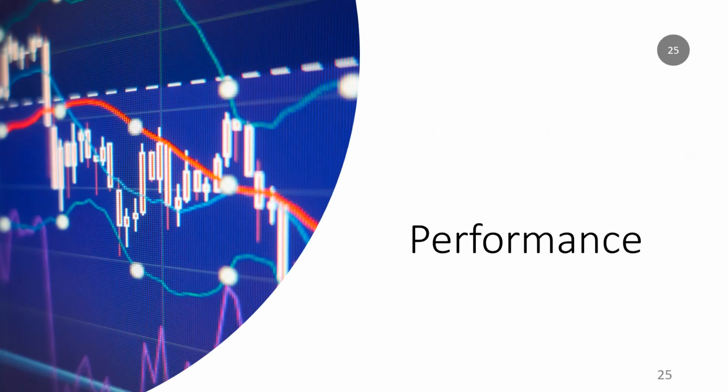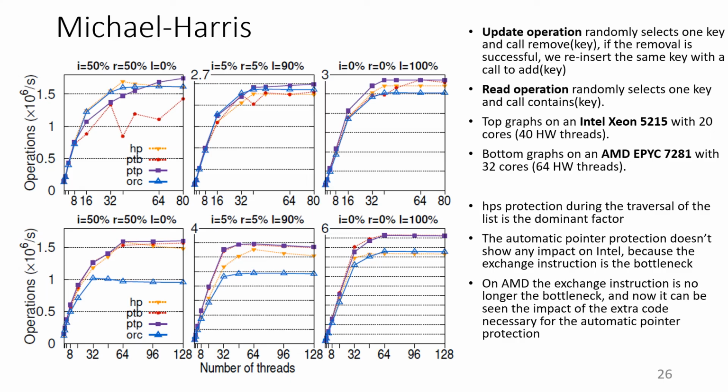I will finish by showing our performance evaluation. We annotated Michael and Harris's lock-free linked list with PTP and OrcGC and compared them with hazard pointers and past pointer memory reclamation schemes. The top graphs show results on an Intel machine and the lower graphs show results on an AMD machine. In a linked list, the hazardous pointers protection during the traversal of the list is the dominant factor.